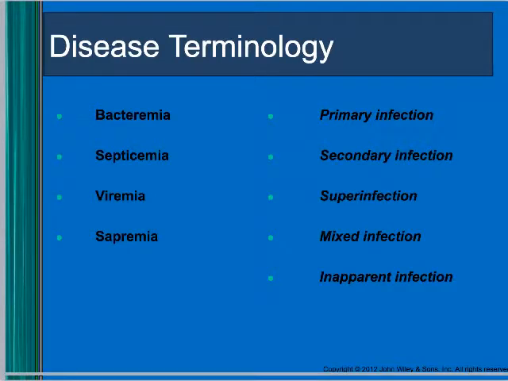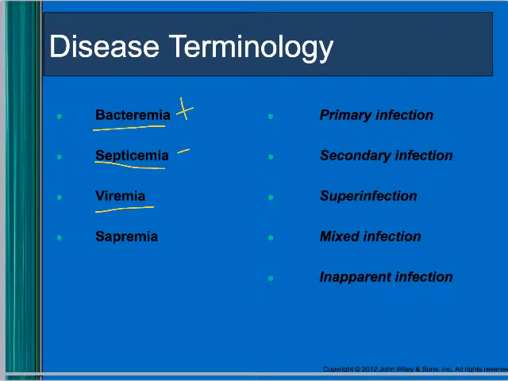Disease terminology. So bacteremia just means you have bacteria in the blood. But septicemia means that you have them in the blood and they're multiplying. So that's the difference. With bacteremia, they're just in there, but if you're septic, they're in there and they're multiplying.